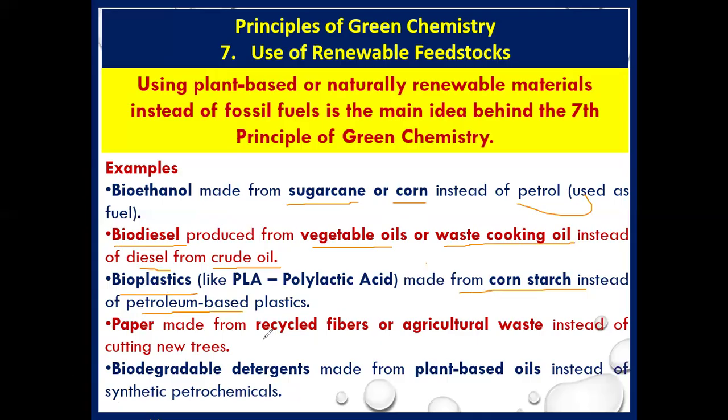And the paper can also be manufactured by recycled fibers or agricultural waste instead of cutting new trees. And the biodegradable detergents can also be made by the plant-based oil instead of the synthetic petrochemicals. So these all are the examples in which we are using the renewable resources as the raw material to synthesize bioethanol, biodiesel, bioplastic, paper, and biodegradable detergents.